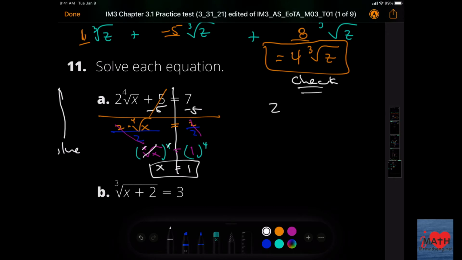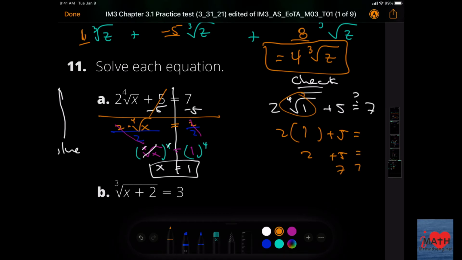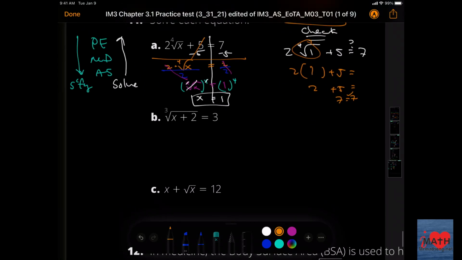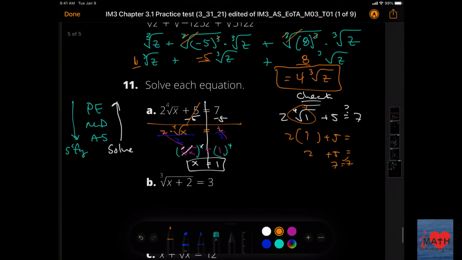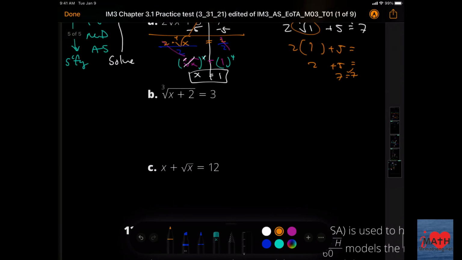Check. 2 times 4th root of x plus 5, does it equal 7? So we just said x equals 1, so 2 times 1 plus 5. So that would be 2 plus 5, and 2 plus 5 equals 7. So that does check out. 11a is solved. x equals 1 is our solution. There are no extraneous solutions. Okay.